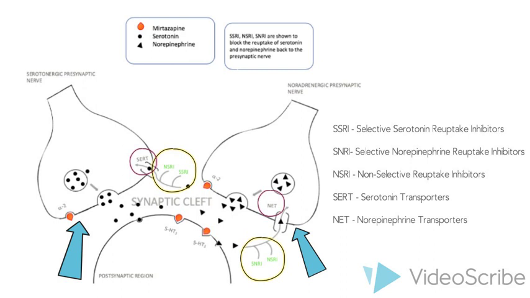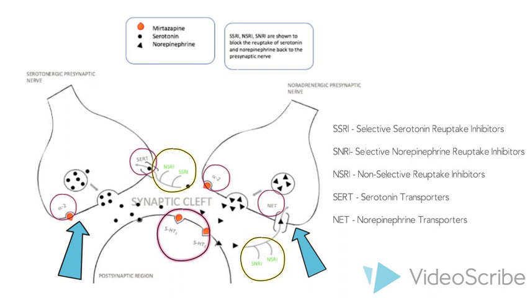Well, mirtazapine blocks receptors in both the presynaptic and the postsynaptic regions. The presynaptic region includes the serotonergic nerve and the noradrenergic nerve. For the serotonergic nerve, mirtazapine blocks alpha-2 autoreceptors, resulting in an increase of serotonin levels. For the noradrenergic nerve, mirtazapine blocks alpha-2 heteroreceptors, resulting in an increase of norepinephrine levels. For the postsynaptic region, mirtazapine blocks the serotonin receptors known as 5-HT2 and 5-HT3.